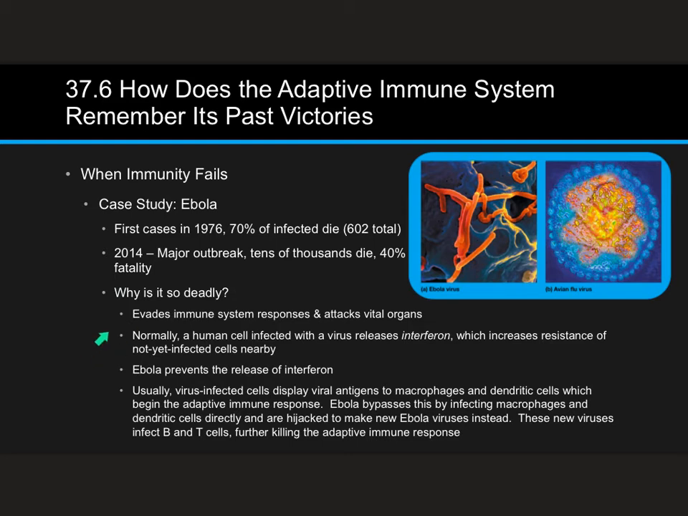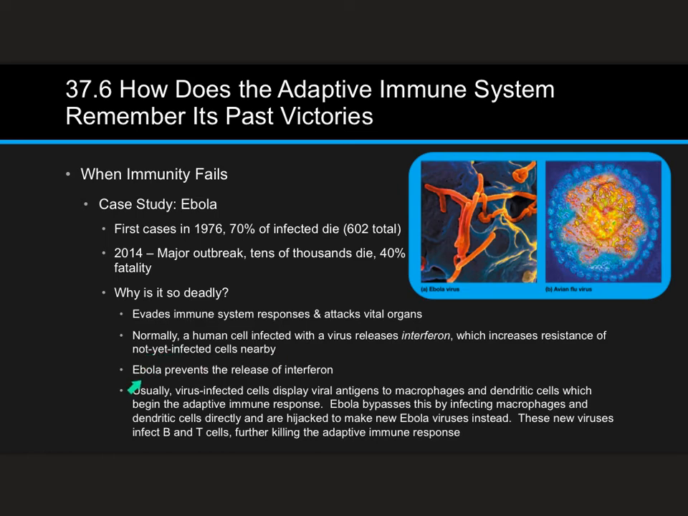Well, one of the major problems is that it evades the immune system response. Your body doesn't necessarily immediately recognize it as an invader. And then secondly, it goes after your vital organs, the important ones. So that's problematic. So how does it avoid detection? Normally, a human cell infected with the virus releases interferon, which is a protein that increases the resistance of not yet infected cells nearby. So a human cell that's gotten infected by a virus releases interferon, telling other cells, hey, be ready for this.